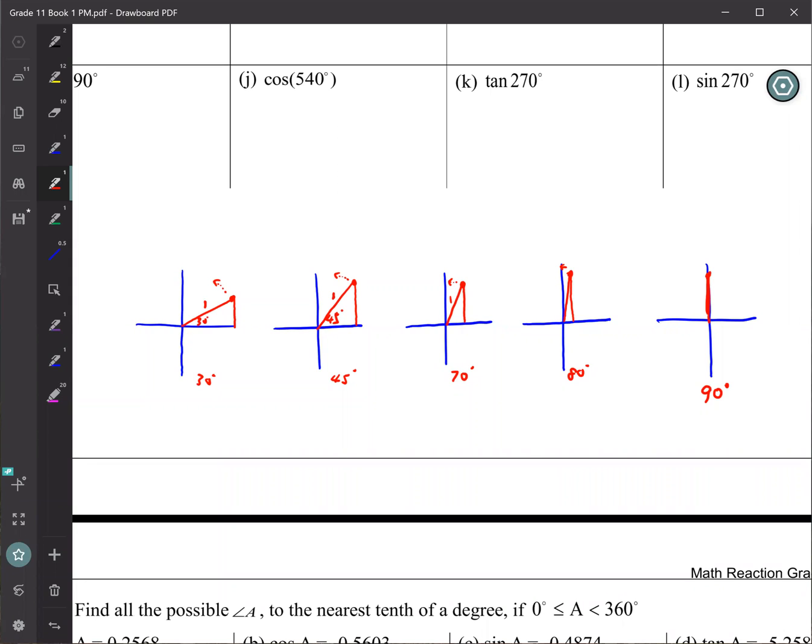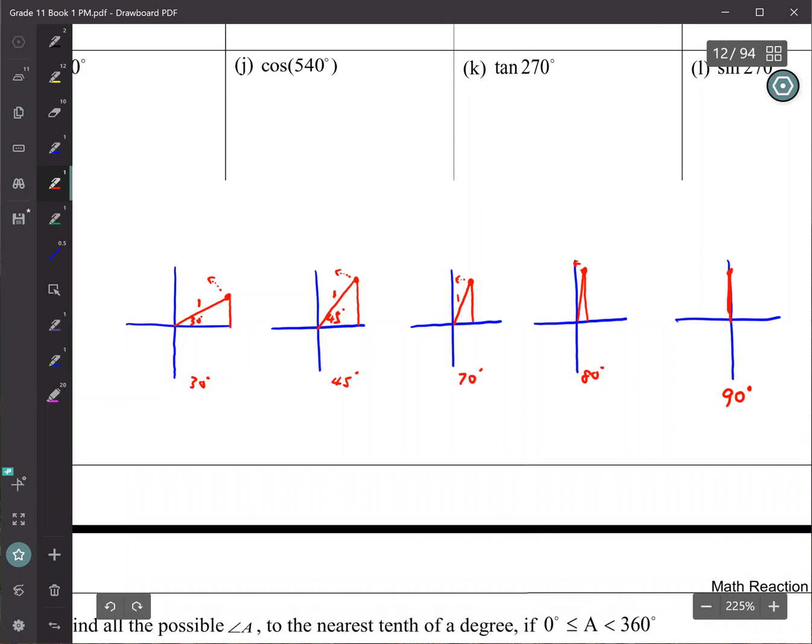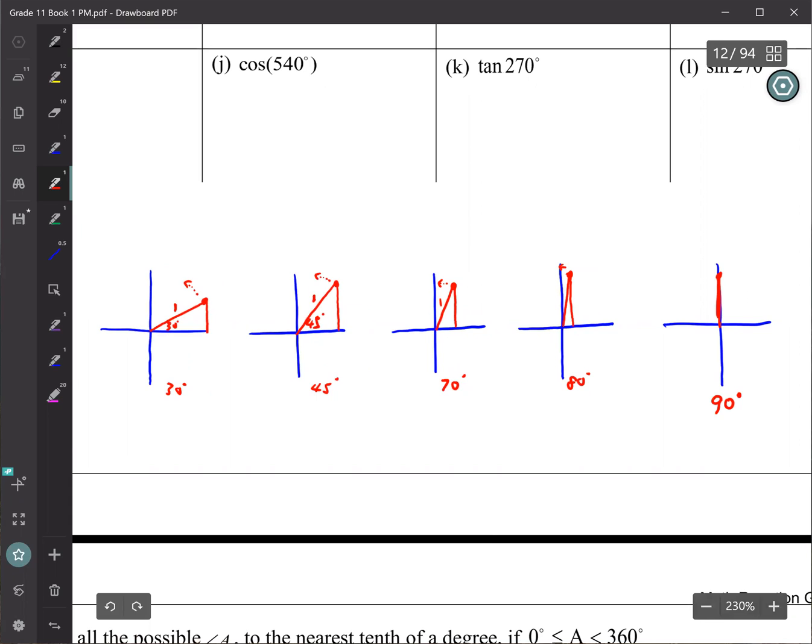Jason, could you re-explain that? You cut out for me. Yeah, I think my Wi-Fi is lagging a little. Okay, so what I'm trying to show is how the side length is changing as the angle gets bigger and bigger as it reaches 90 degrees.